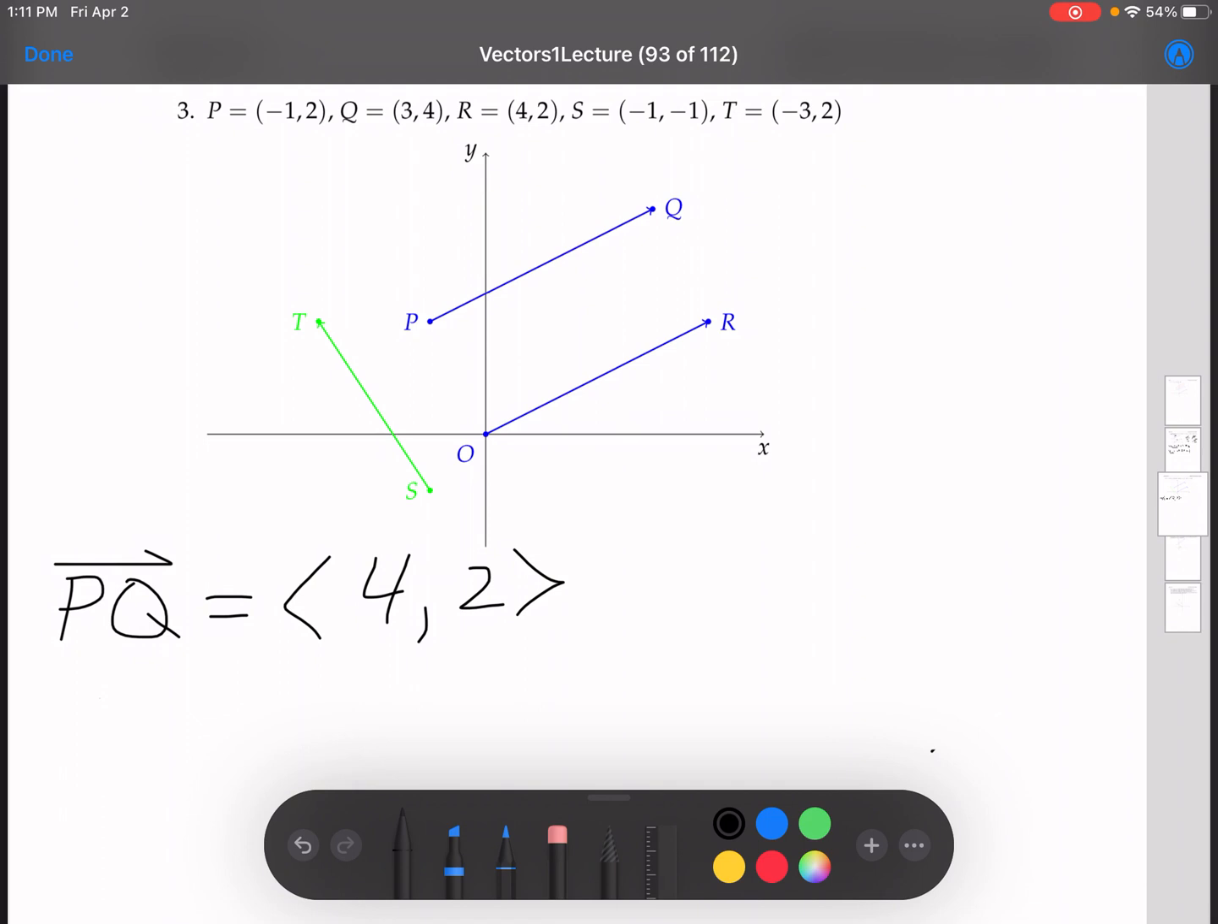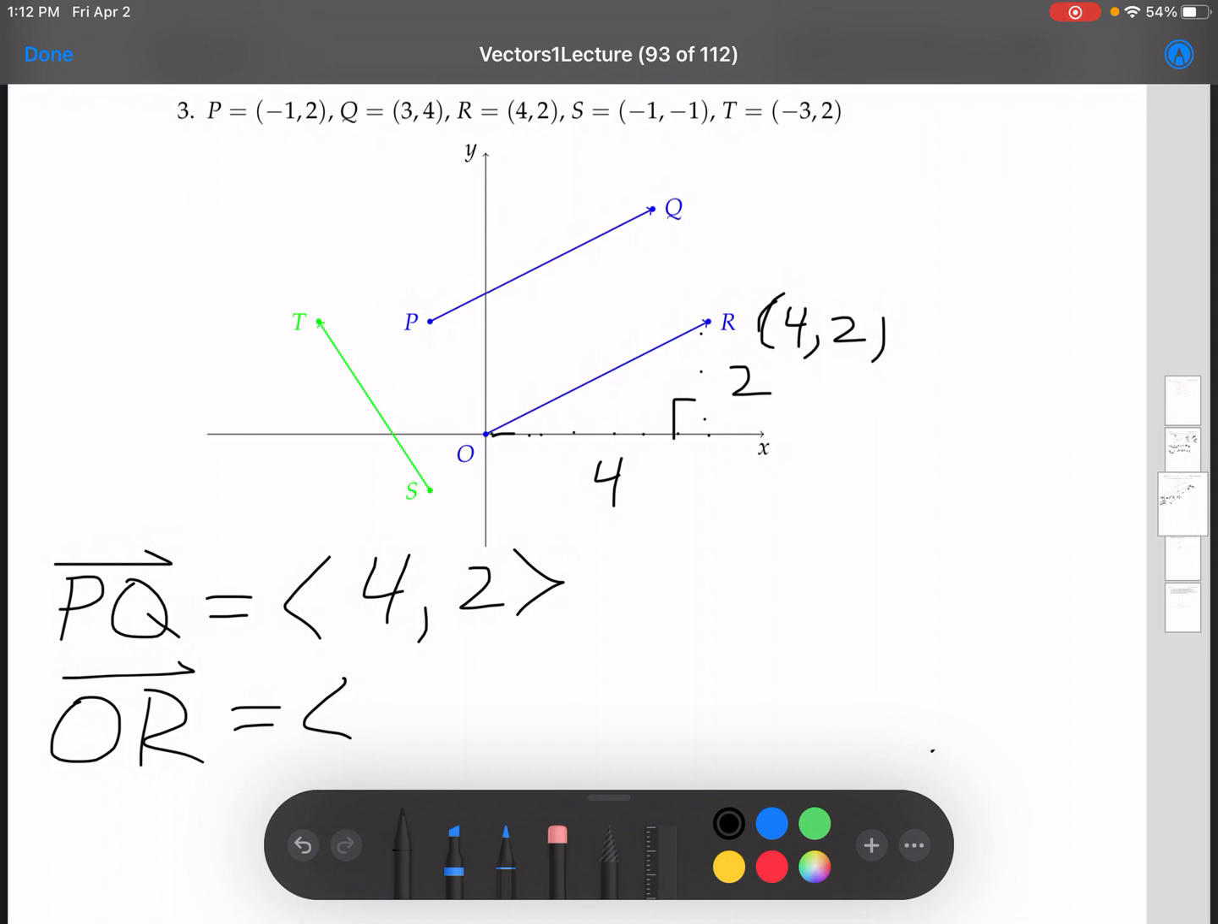Now let's compute the component form of vector OR, where O is the origin and R is this point, 4, 2. Again, drawing our triangle, we see that the x distance is 4 and the y distance is 2. So how far over? 4. How far up? 2.